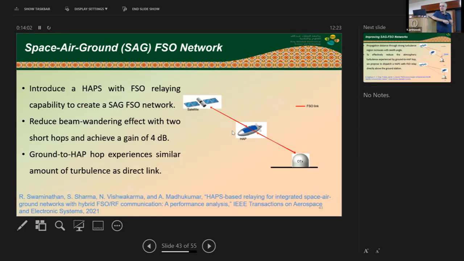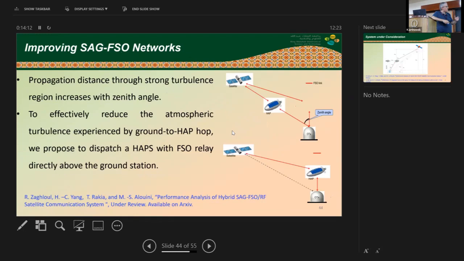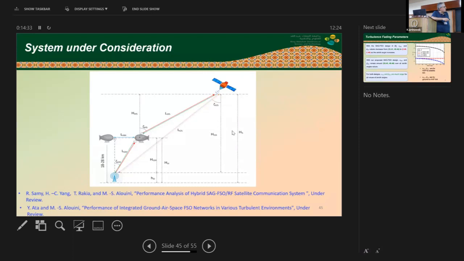For the very simple reason I talked to you about earlier, that turbulence is a function of distance, and most turbulence is happening here. So it turns out, to make a long story short, that the optimal location for the HAPS is, regardless of the fact that we are going a longer distance here than here, that the HAPS is always on top of the optical gateway station. So thanks to our analytical result I showed earlier, this is the classical system under consideration. We have a ground station, we have a satellite, you can have a direct link, you can have a relay link, and the question is, where should we put the HAPS?